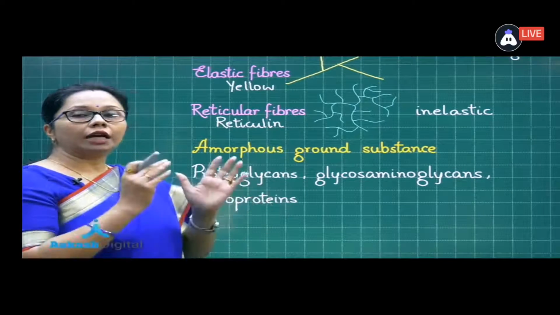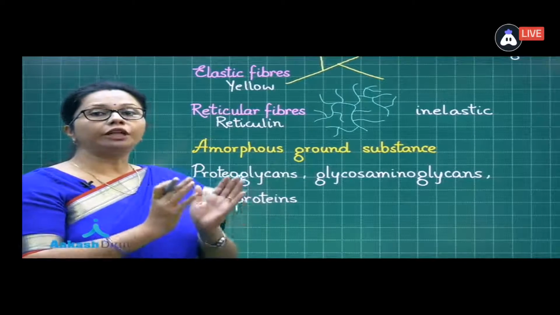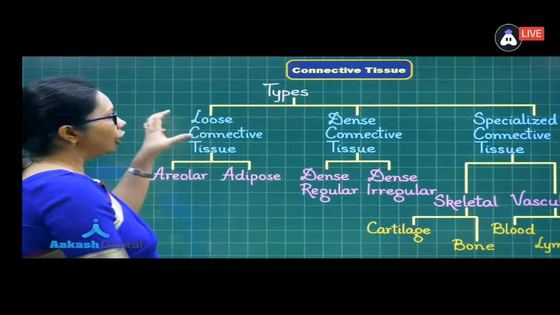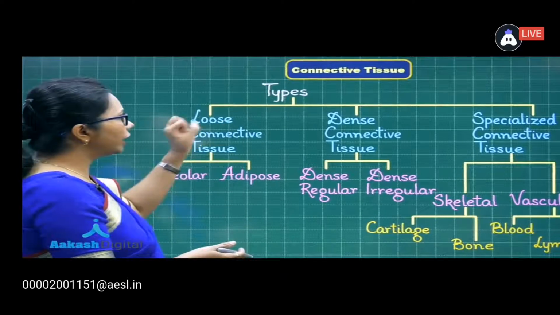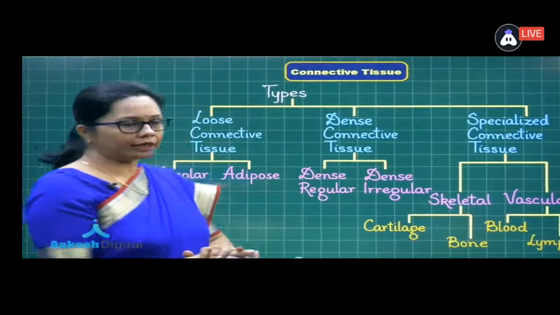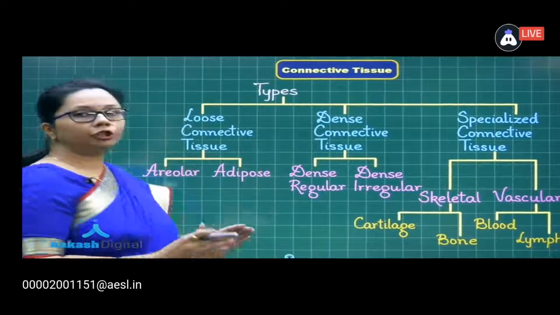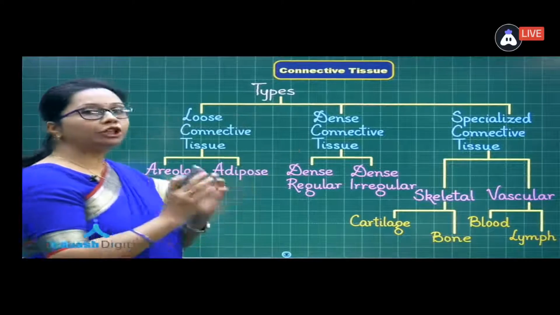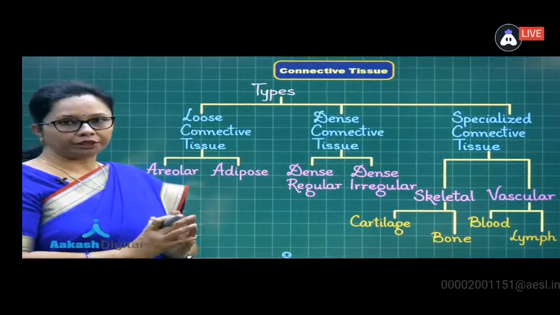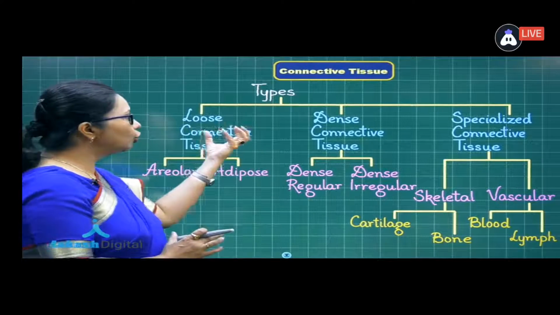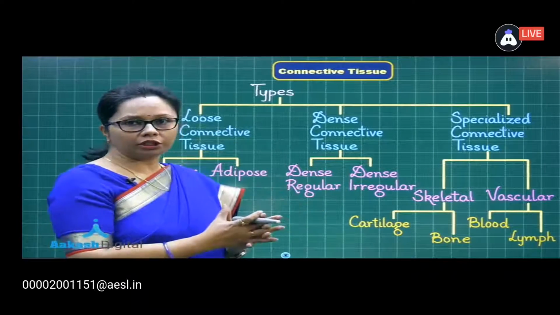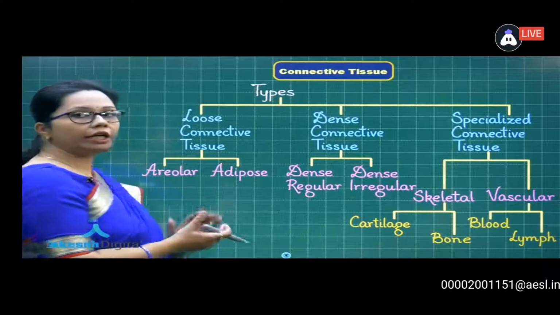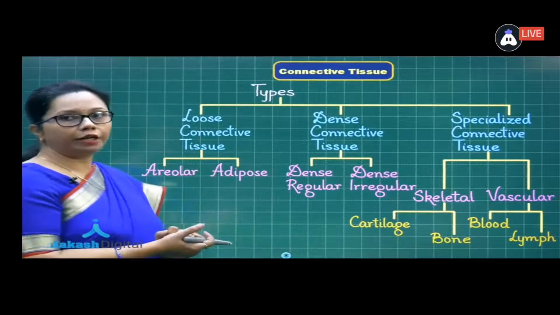Now let us take the classification of connective tissue, how many different types of connective tissue are there in the body. So here we have a broad classification, that is loose connective tissue, dense, and the specialized connective tissue. The loose and the dense connective tissue can also be called connective tissue proper, and these are called loose or dense depending on the amount of fibers in the matrix. If the fibers are lesser, then it is loose, and if there are abundant fibers in the matrix, then it becomes dense.